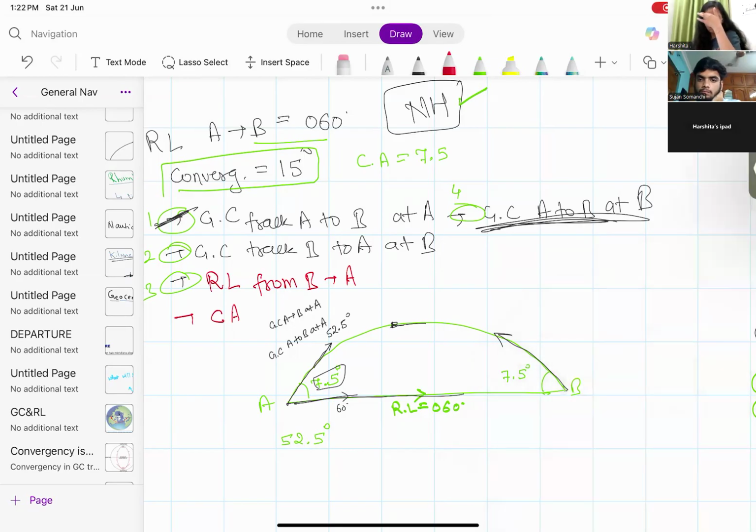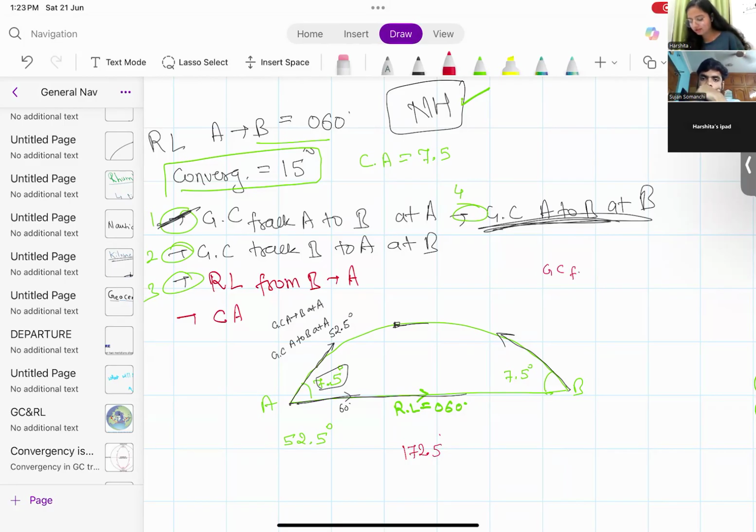Did you find the values for GC A to B at B, GC B to A at B? 172.5. 172.5 is the value for GC A to B at B, right? A to B at B. Okay, let's find out.